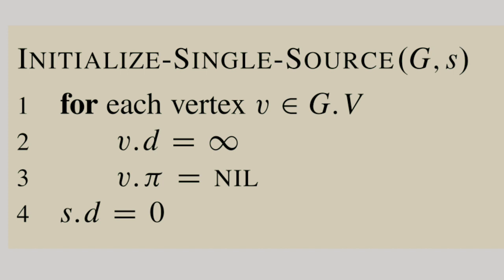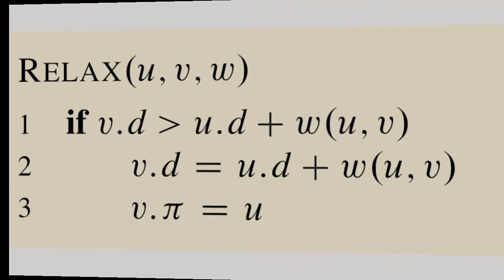Now in this function, the for loop examines each of the vertices, and the value of d for each vertex is set to infinity as shown in line 2, and the value of pi is set to nil as shown in line 3. Line 4 sets the distance of the source from the source as 0.